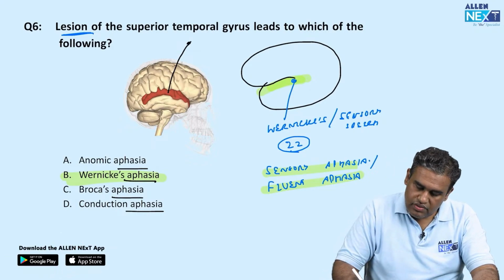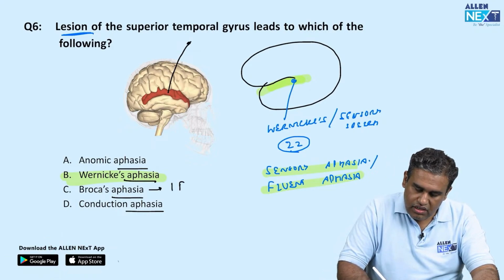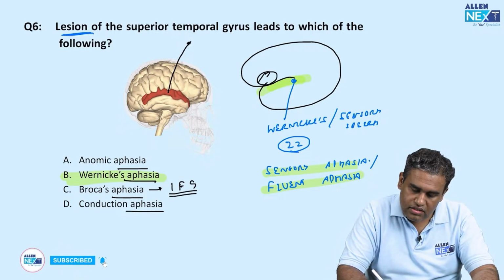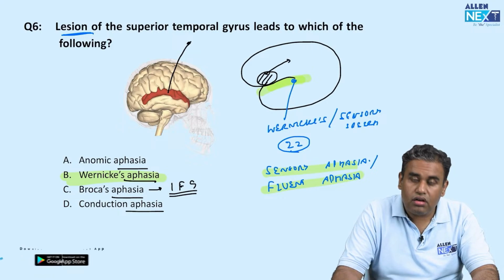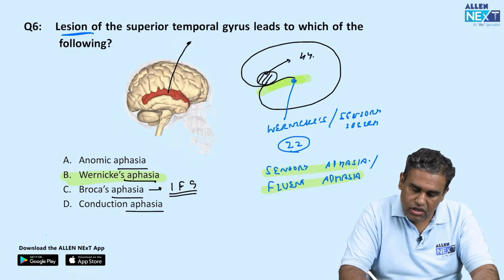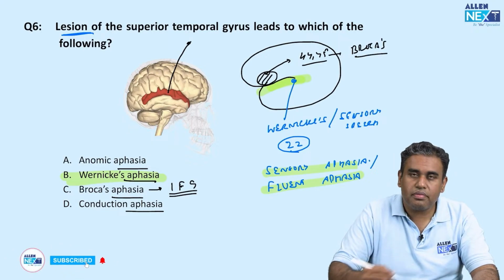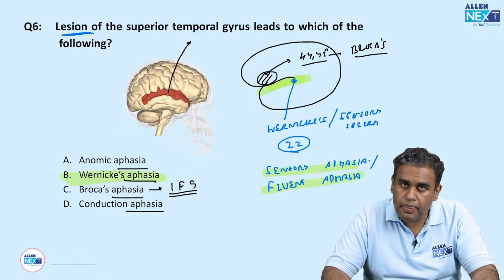Where is Broca's aphasia present? Broca's area is in the inferior frontal gyrus. It will be present slightly higher up, somewhat over here. This is Broca's area. Brodmann numbers 44 and 45. That is the Broca or the motor speech area. Therefore, the answer over here is simply straightforward, option B.